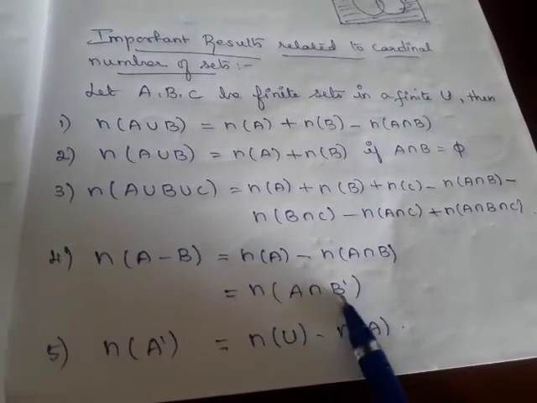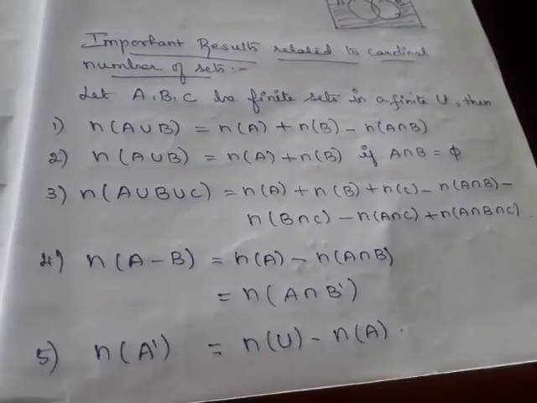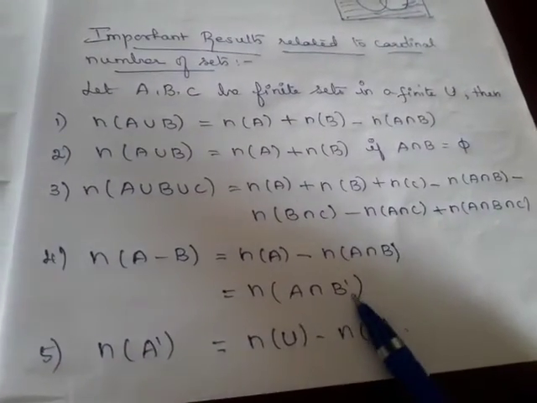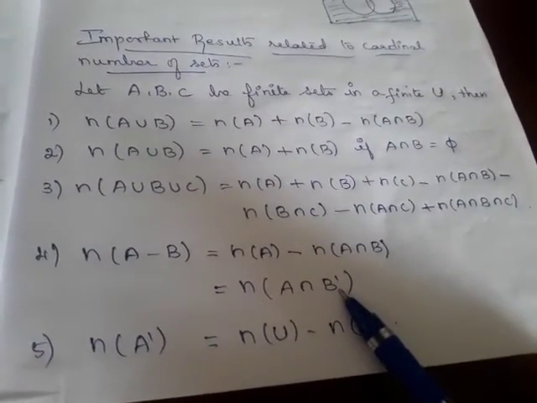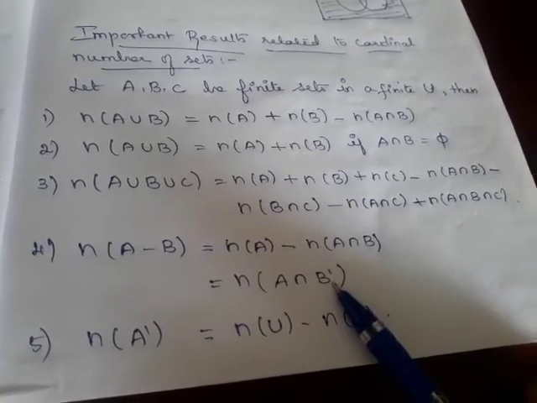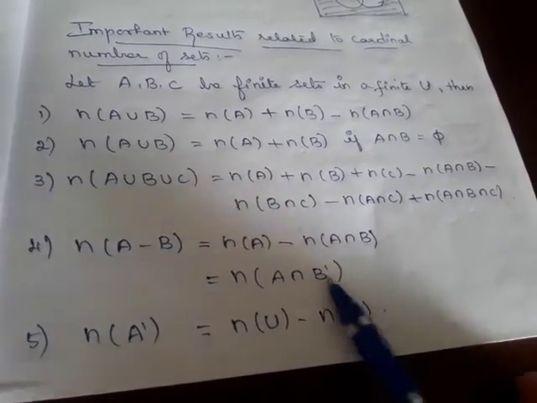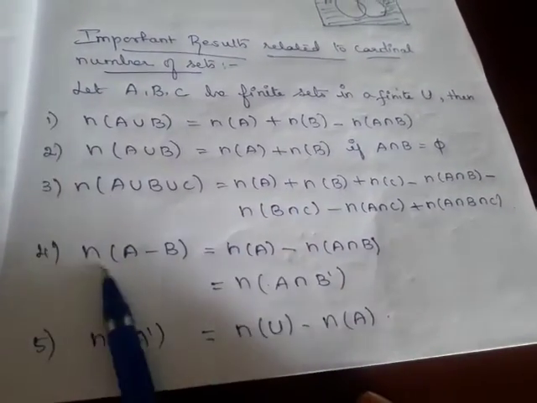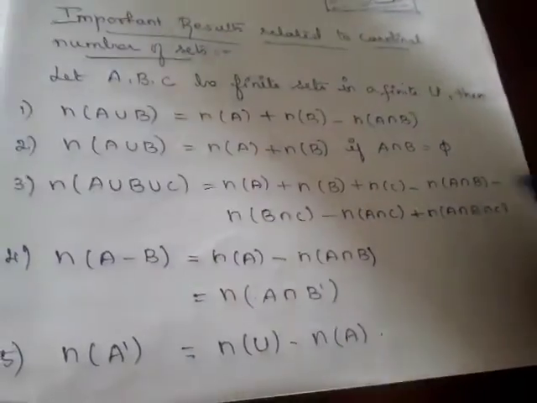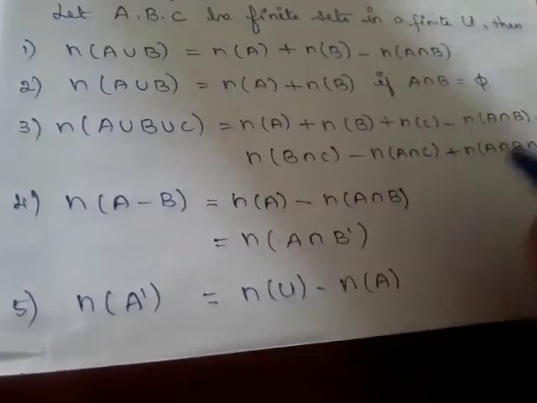Why is this A intersection B dash? B dash means what we will do? The elements which are not there in B we will write, and if we find the intersection with A, we will get A minus B. If you want, we will check it out with one example.